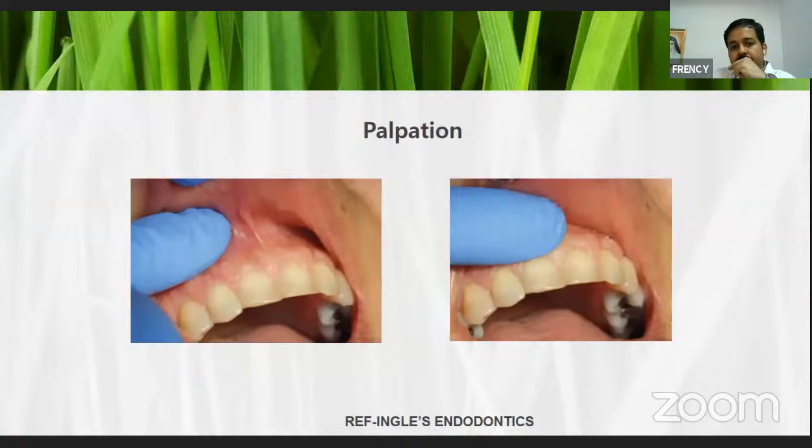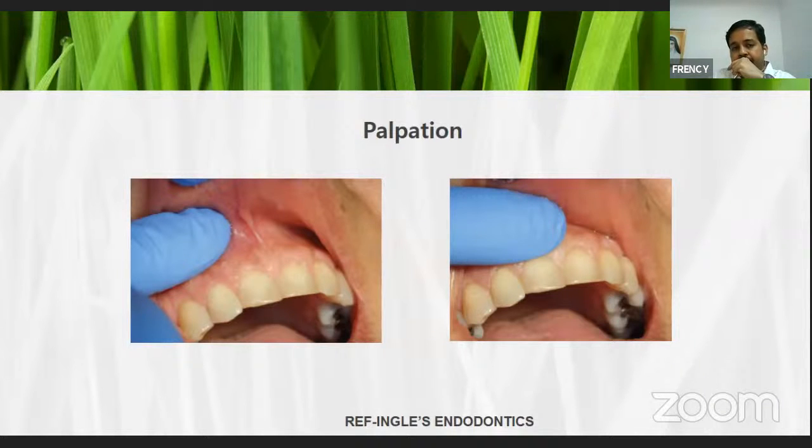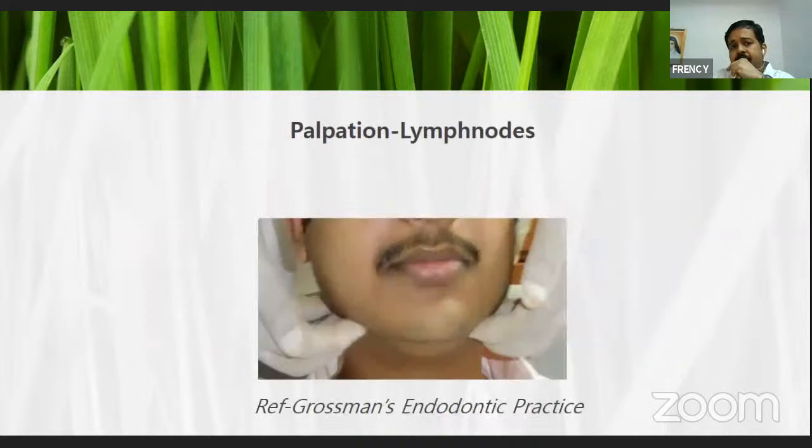Then palpation, you have to palpate. Many times we do inspection, then directly we go for percussion. We don't palpate. Even though the patient may not have a percussion pain, if the patient is not able to identify the source of pain, just palpate. Palpation is very important. Many times, even though there is no percussion pain, you will find the tooth that is causing the pain by doing a good palpation. You have to palpate both the apical area and the cervical area. Then in infected cases, you have to look for the lymph nodes also, bimanual palpation of the lymph nodes.